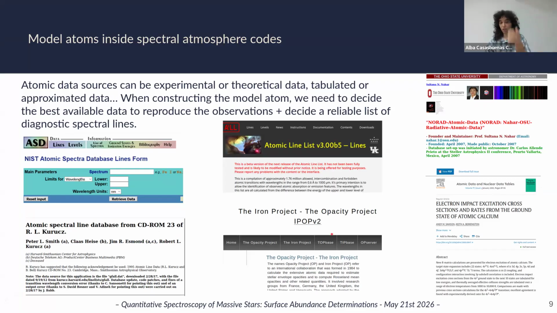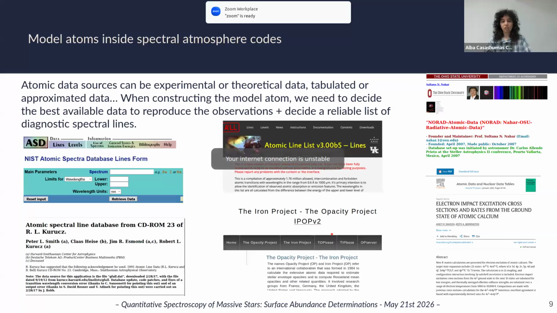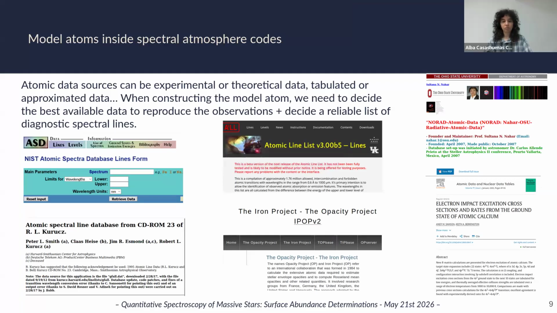I also wanted to highlight, for example, the Iron Project or the Opacity Project, which is a very important and very comprehensive database of theoretical calculated radiative data of the energy levels, the transitions in between them, and tabulated photoionization cross sections for a lot of ions that are relevant for the massive star abundance determinations.